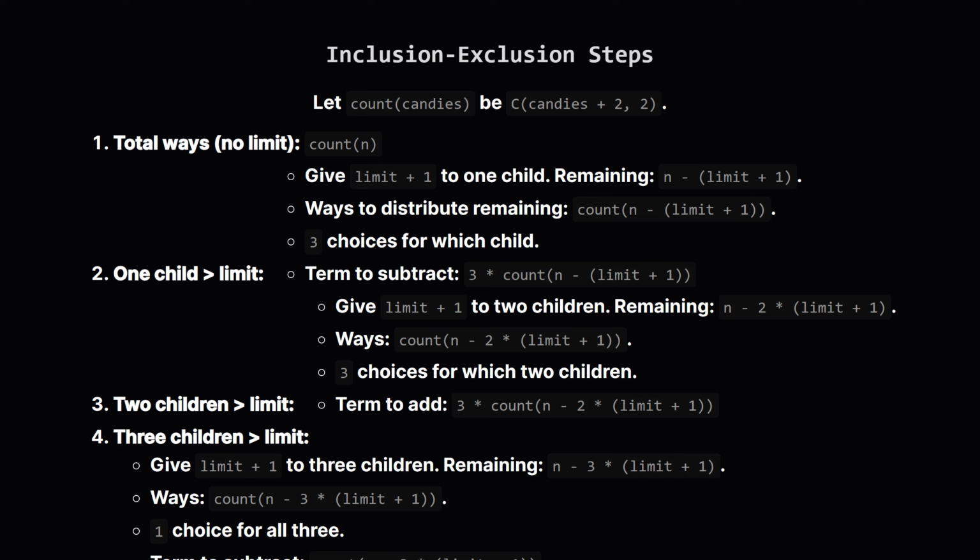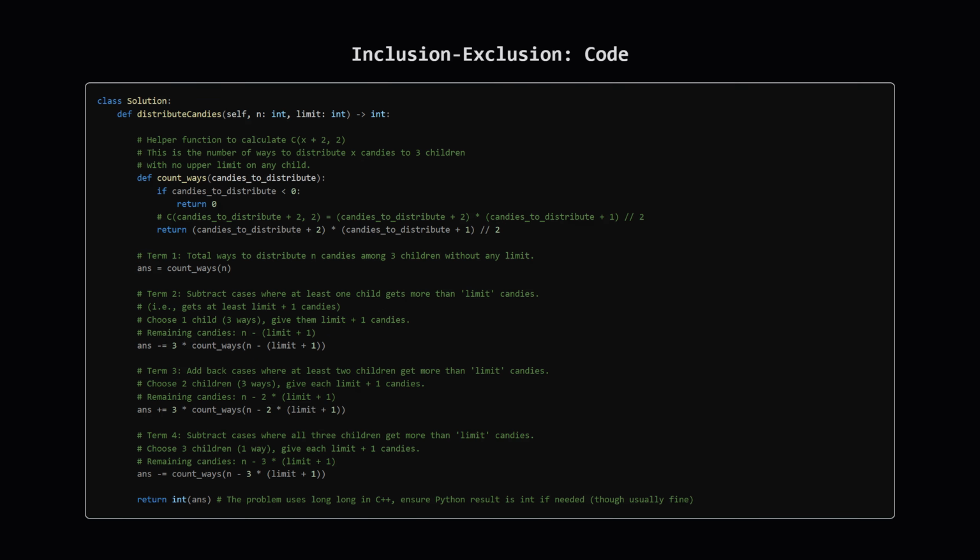Fourth, subtract cases where all 3 children get more than limit. Give each child limit plus 1 candies. Remaining candies are n minus 3 times the quantity limit plus 1. Distribute these, so we subtract count_combinations_for_candies applied to n minus 3 times limit minus 3. And here's the Python code for the inclusion-exclusion principle.